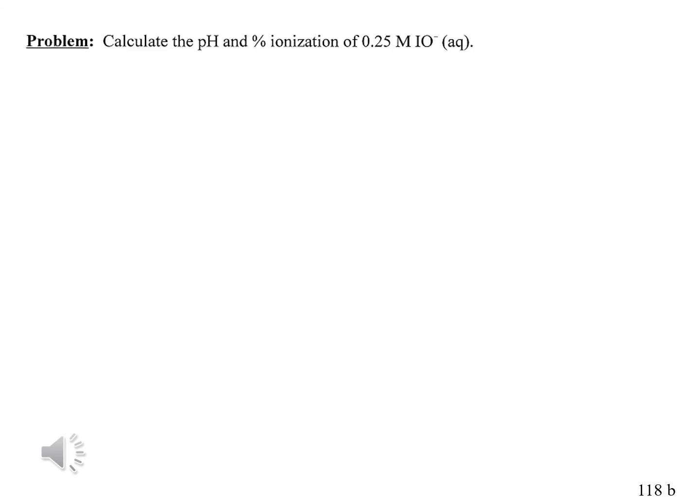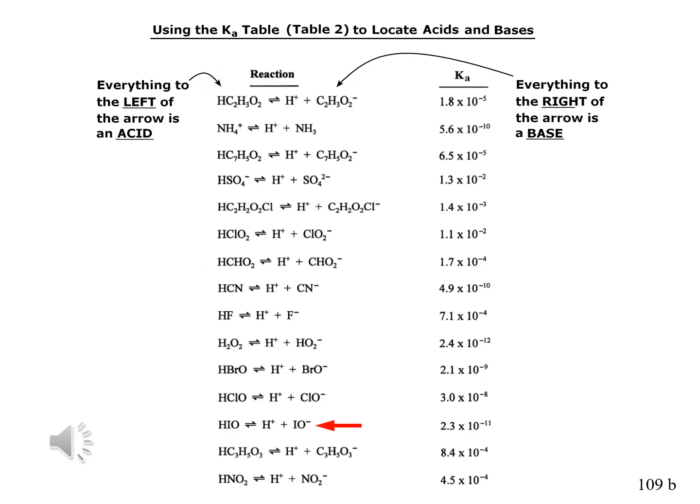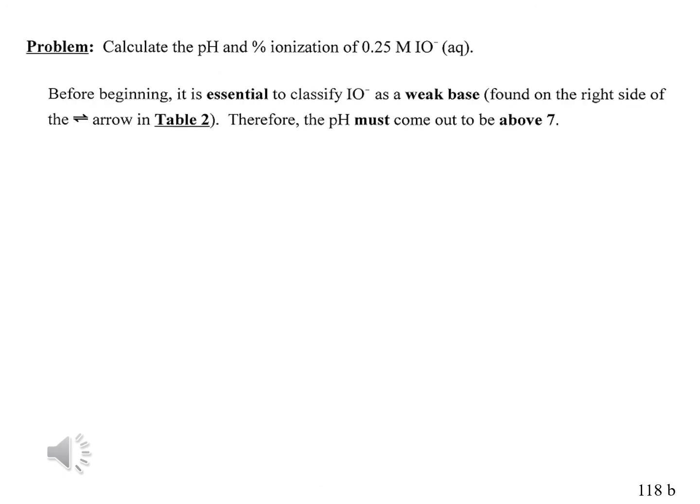Now this one is meant to be a little bit of a surprise because, like, what the heck is this stuff? But I want to calculate the pH and percent ionization of 0.25 molar... What is that? Well, let me say that I'm not going to give you one of these that's not in your table. So if you're not familiar with it, you just have to go to the Ka table and see if we can find it. Since IO minus is on the right of the arrows, you can tell that it is a weak base. So we're going to calculate the pH of a weak base. As I said in the previous problem, that means the pH has to come out above 7.